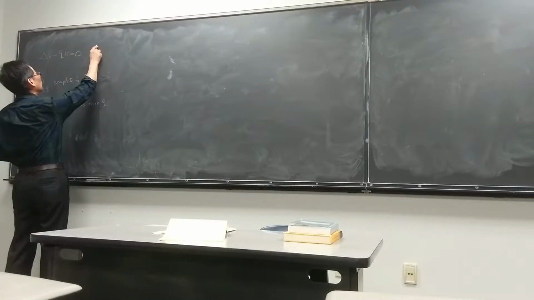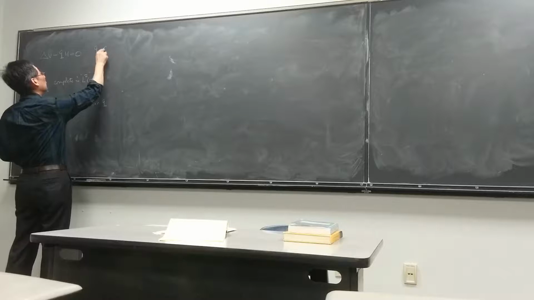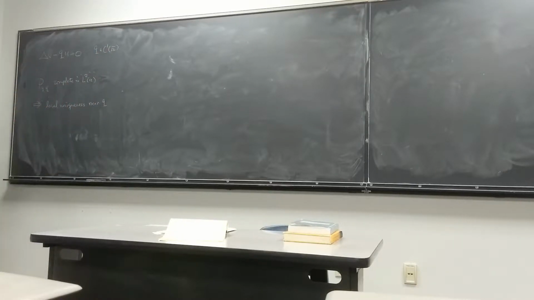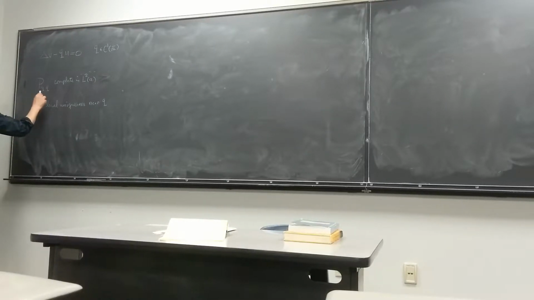Here, when we talk about this local uniqueness business, we have to assume that Q is in C1 of the box. So this is purely a technical assumption. So anyway, this is the achievement.